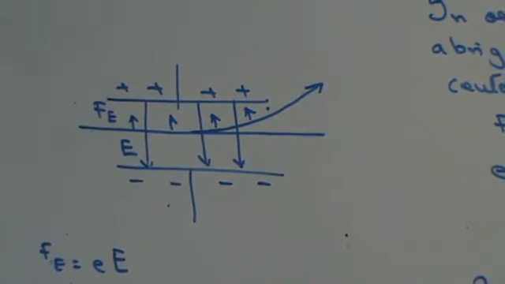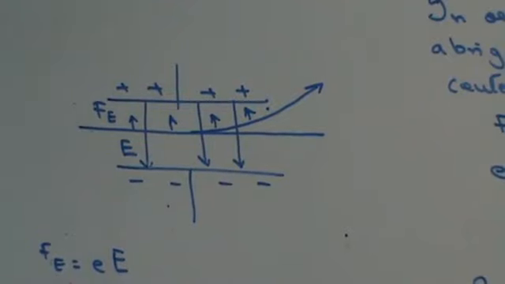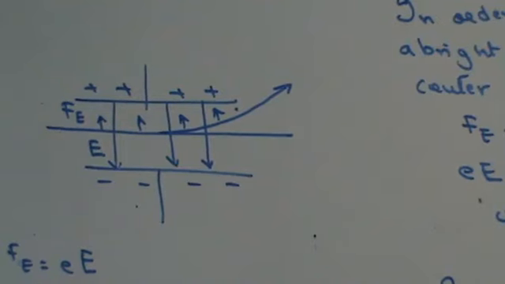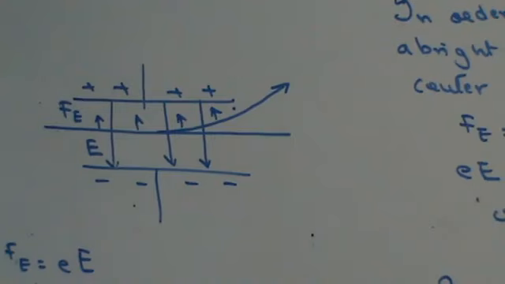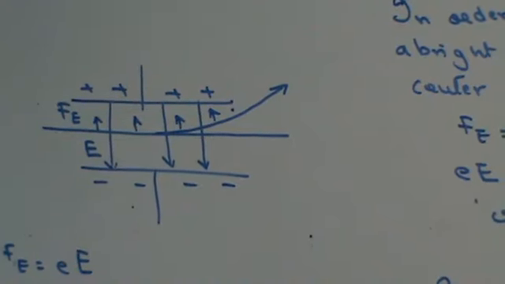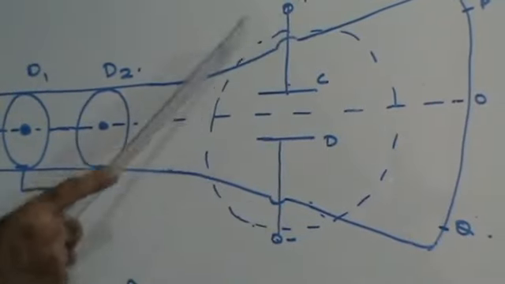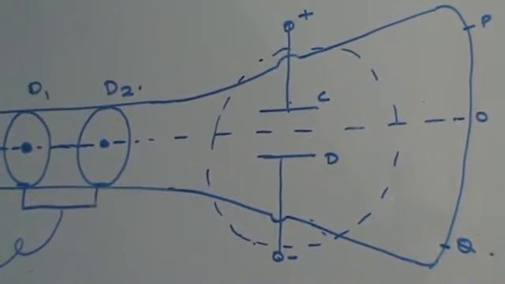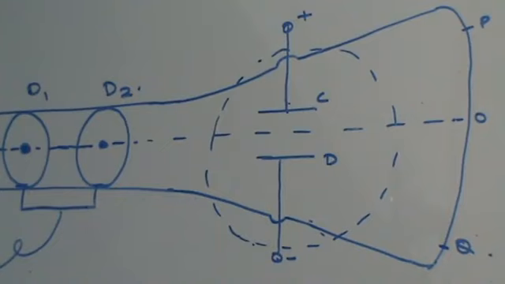A uniform magnetic field at right angle to the plane and directed inwards is applied using an electromagnet, which deflects the beam in the downward direction.